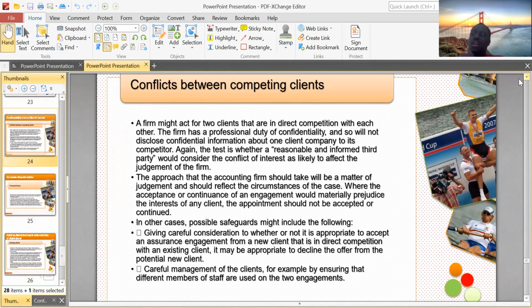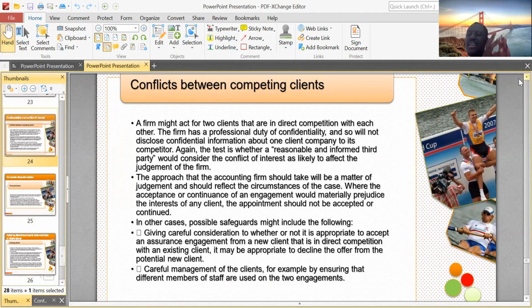So if you are auditing, and you are bringing on a new client that is in competition with a company that you are auditing, careful consideration should be given. Then careful management of the clients. So if you already have competing clients in your portfolio, you should carefully manage them and assign different staff to these different companies to work on their audits, whatever service you are providing them.